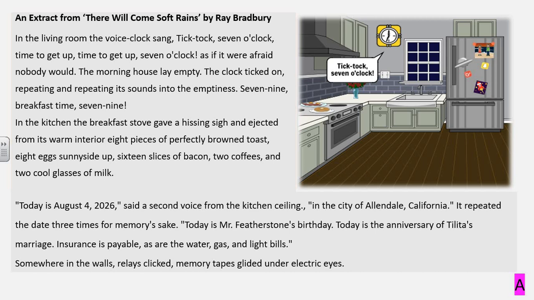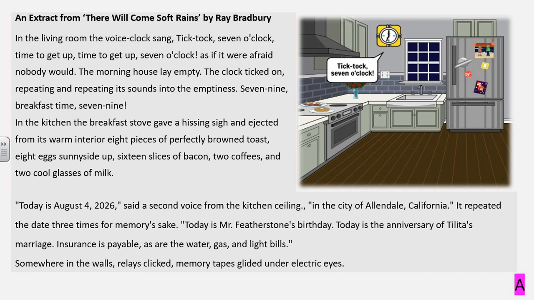So, in the living room the voice clock sang, tick tock, 7 o'clock, time to get up, 7 o'clock, as if it were afraid nobody would. The morning house lay empty. The clock ticked on, repeating and repeating its sounds into the emptiness. 7-9, breakfast time, 7-9. In the kitchen, the breakfast stove gave a hissing sigh and ejected from its warm interior 8 pieces of perfectly brown toast, 8 eggs sunny side up, 16 slices of bacon, 2 coffees and 2 cool glasses of milk.